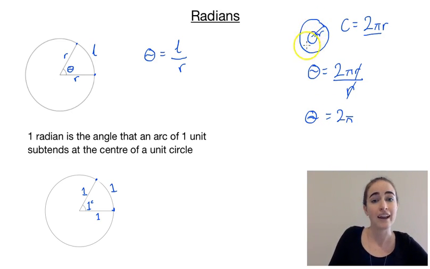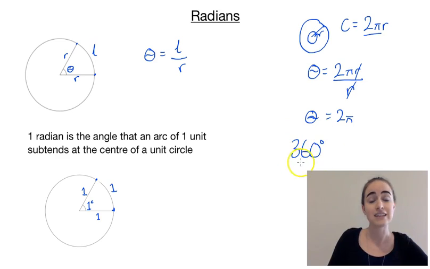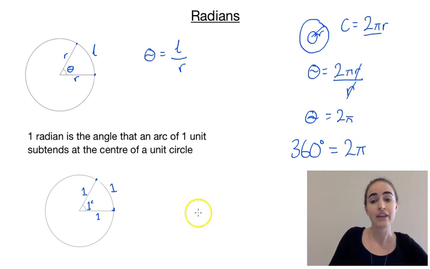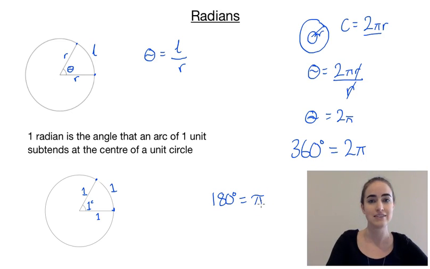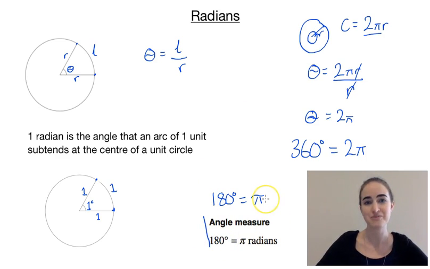So we know that an angle of revolution in degrees is 360 degrees. That's telling us that 360 degrees is equivalent to 2 pi radians. That also means that 180 degrees is equal to pi radians. That little fact, that 180 degrees is equal to pi radians, is on your formula sheet as well.